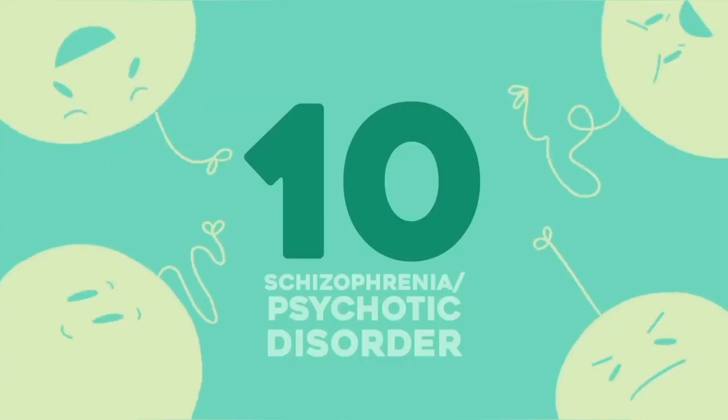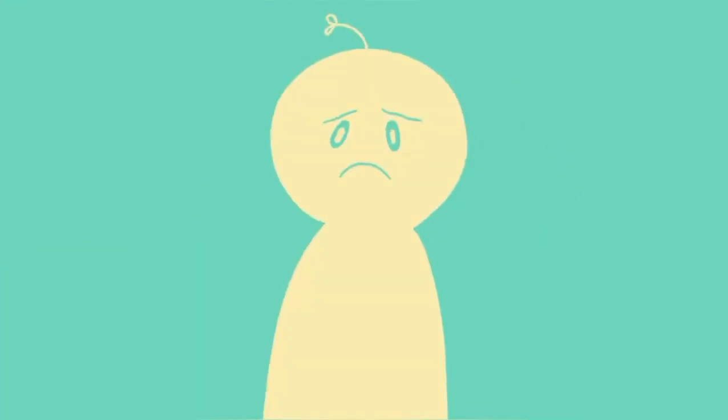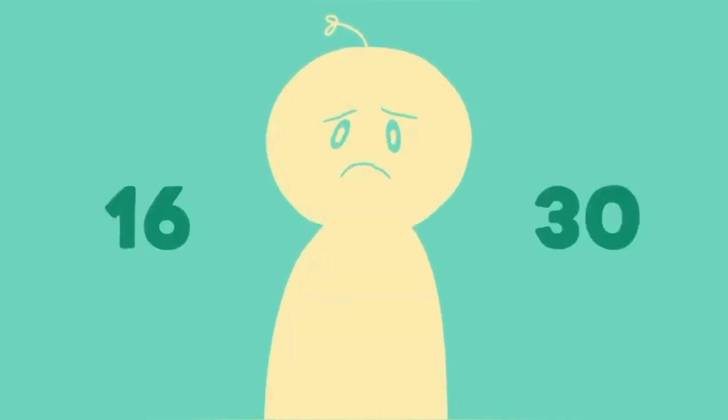And 10, schizophrenia and psychotic disorders. Did you know that 3 out of 100 people will experience the symptoms of psychosis in their lifetime? Yep, this means 1% of the population suffers from a psychotic disorder. People usually have their first psychotic break between the ages of 16 and 30, which means approximately 100,000 adolescents and adults will experience their first psychotic break every year.